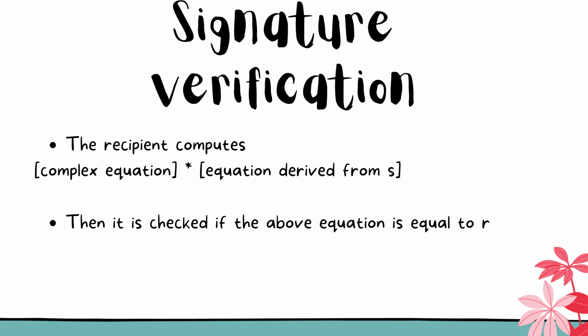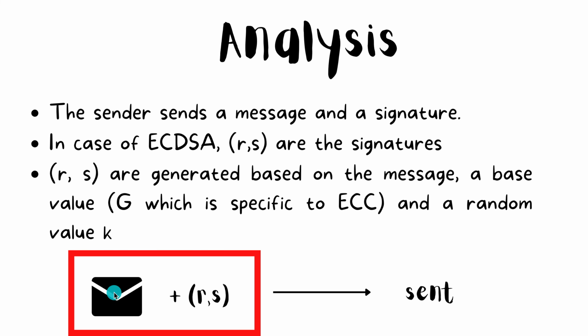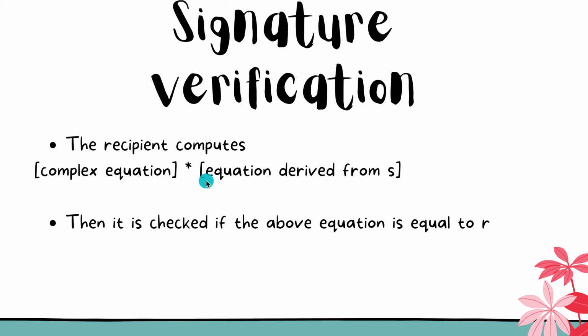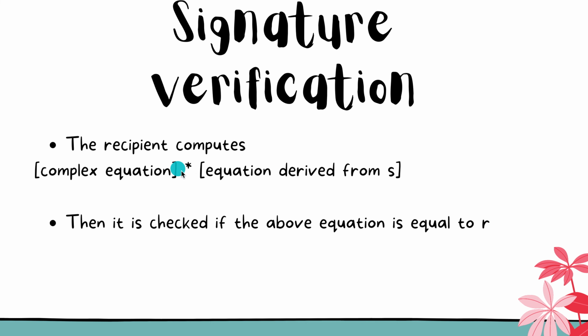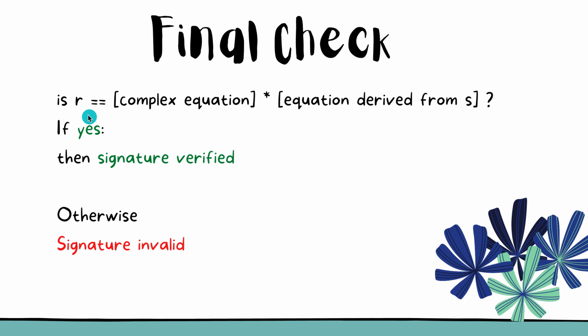Now what will the recipient do? The recipient will generate a complex equation based on the public key and the message that was provided, and it will also multiply that complex equation by another equation that is derived from the value S. It will multiply both of them, and then in the third part it will check if both of these are equal to R. If they are equal to R, it will say yes, the signature is verified. Otherwise, it will say the signature is invalid.